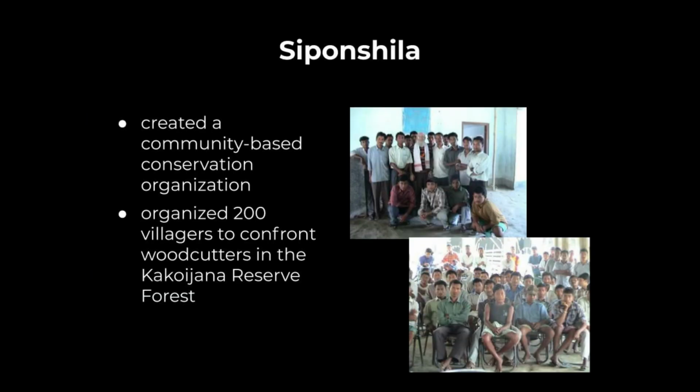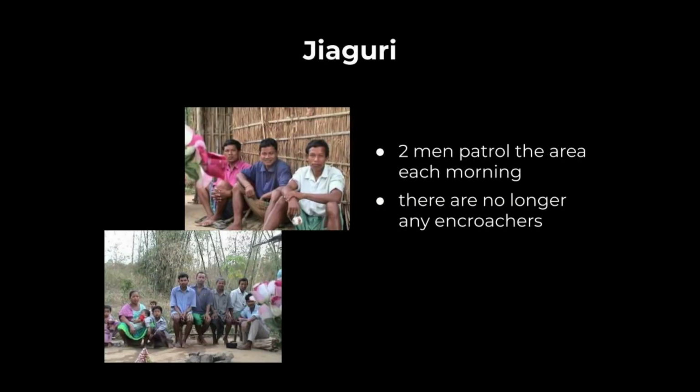Sipunchila, a complex of villages, created a community-based organization and organized 200 villagers to go and stop all woodcutters. Being located at the main entrance to the forest, they have functioned to stop most of the woodcutters coming into the forest. Giaguri, a small Raba tribal community, sent 2 men out each morning to patrol their forest. After a year, all cutting had been stopped.